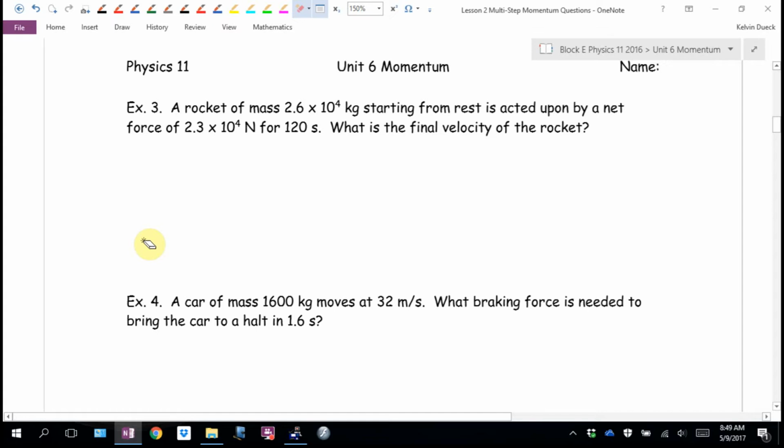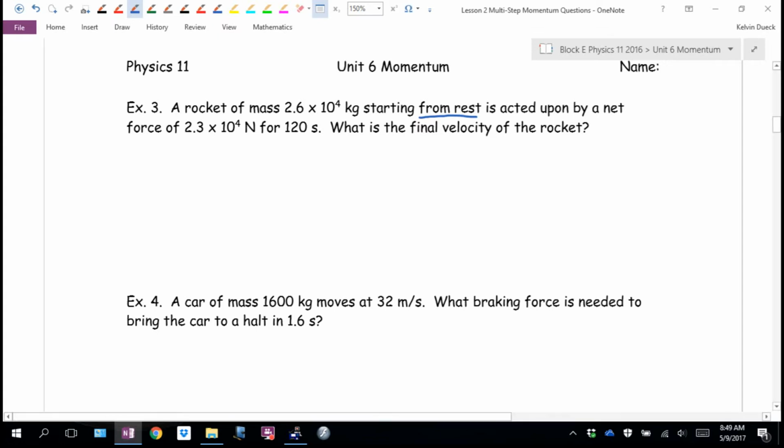A rocket of mass blah, blah, blah, starting from rest, I would probably underline starting from rest, is acted upon by a net force of blah, blah, blah for 120 seconds. What's the final velocity of the rocket? You could do this already without using momentum or impulse. It would be about 5 steps. But using momentum and impulse, we can do this in a couple of lines.